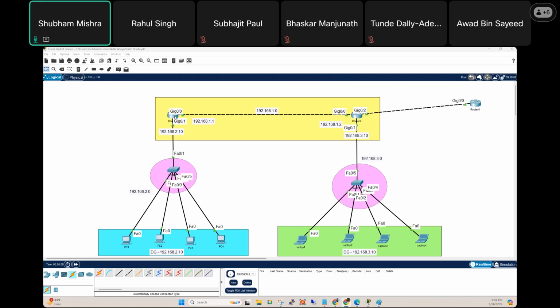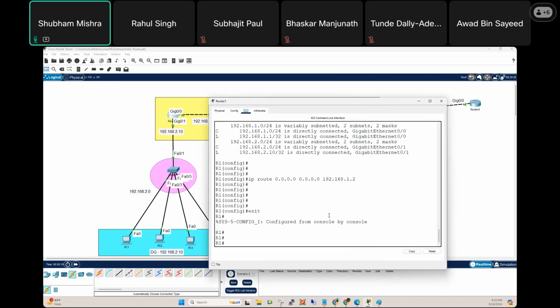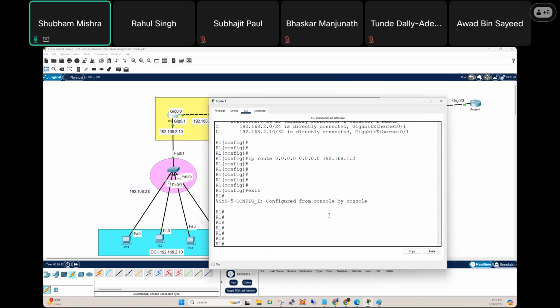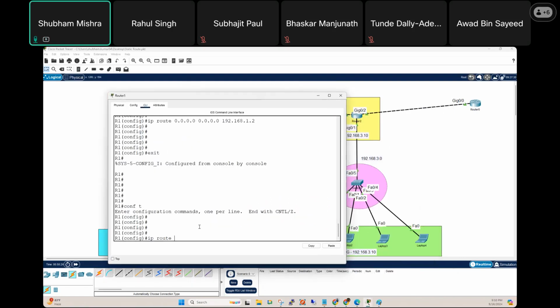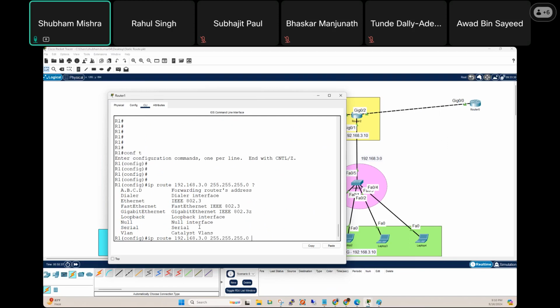Okay. One more thing I just want to tell you. How can I configure it? For example, IP route. Say I want to communicate with 3.0. So 192.168.3.0. This is the network ID, right? 255.255.255.0. Okay. And I press the question mark.